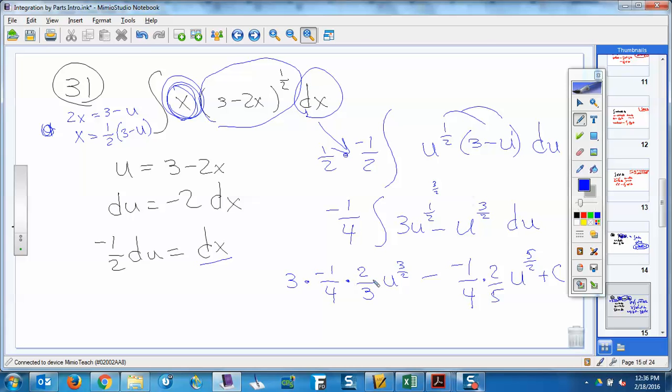So now what do I have here? You just multiply across. So that'd be negative 6 over 12. That's negative 1/2 u to the 3/2. I can put my u in now, so that'd be 3 minus 2x to the 3/2. This turns into a plus. What's that? 2/20? That'd be 1/10. u is 3 minus 2x to the 5/2 plus c.